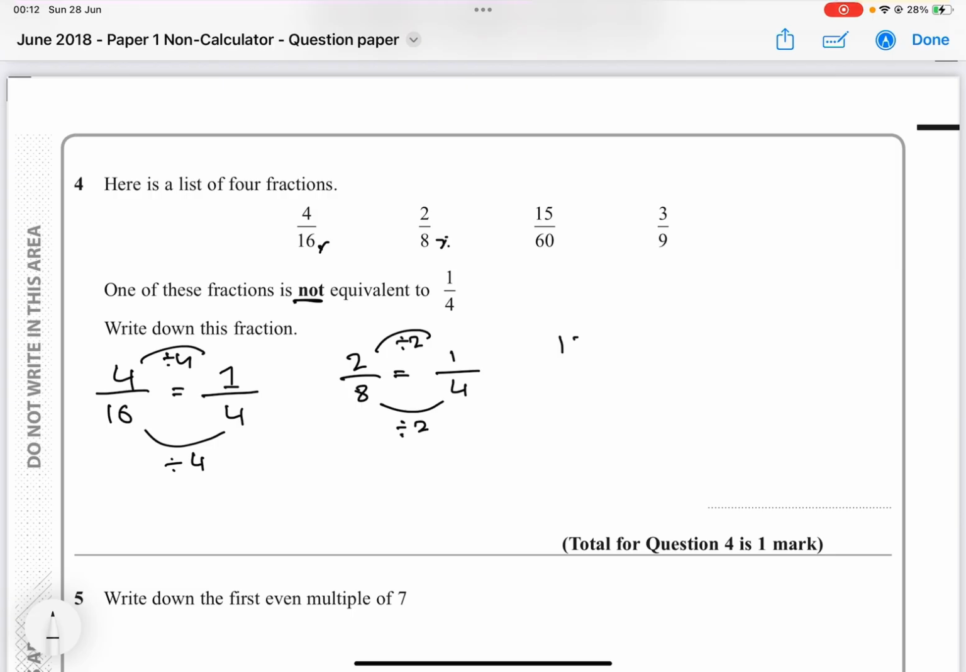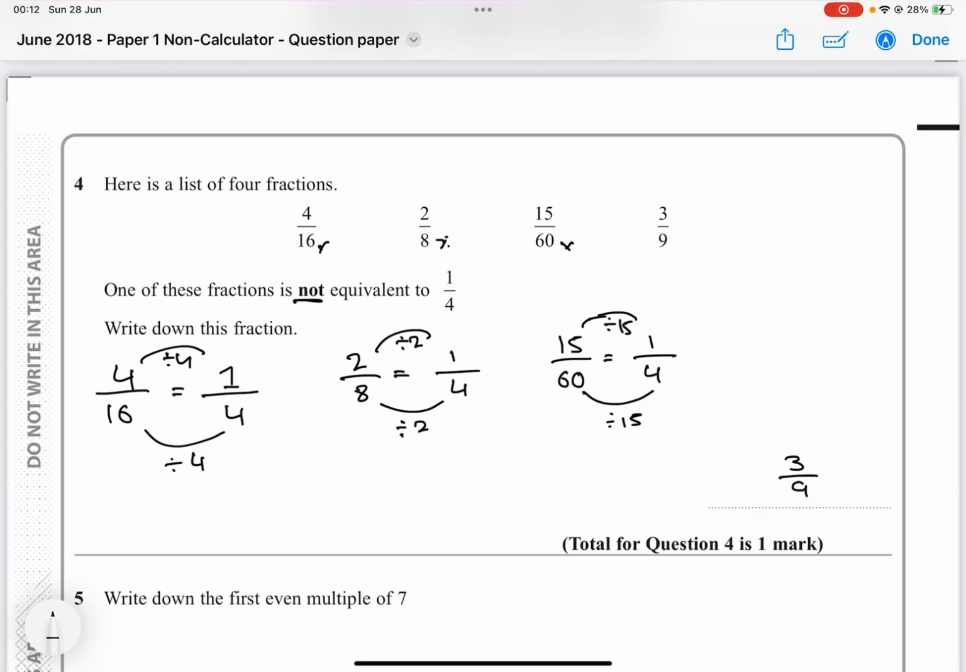We have 15 over 60. Divide this by 15. And divide this by 15. 60 divided by 15 is 4. So they are equivalent to each other, so it can't be this one. So by elimination, we know that it is just 3 over 9.